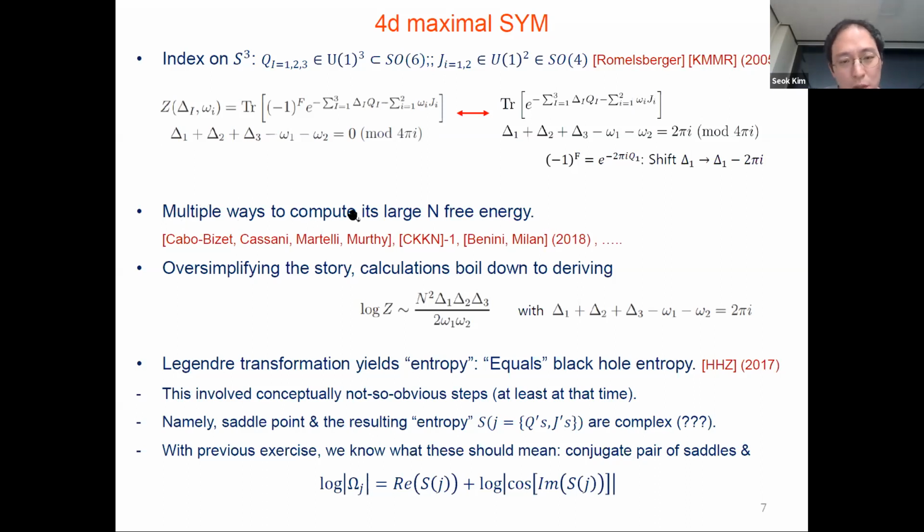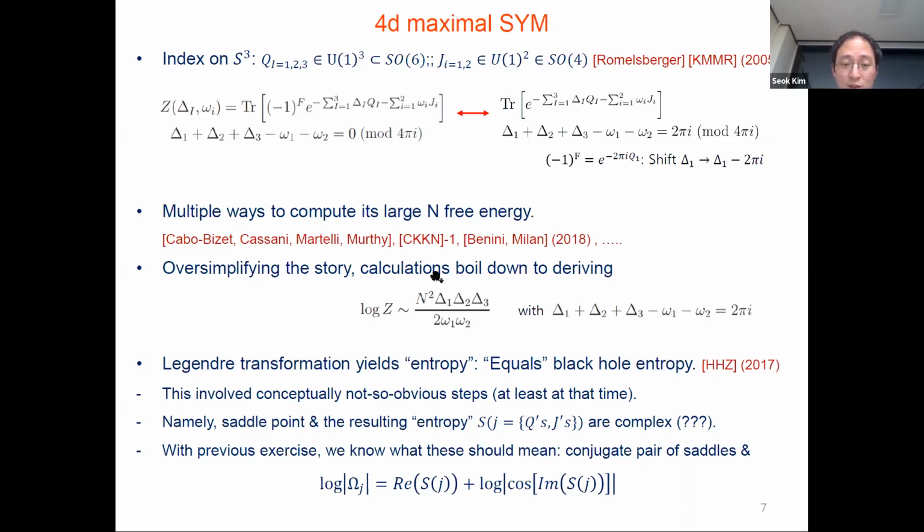But somehow people managed to compute it quite interestingly by various methods and approaches 2 years ago. There's a long story in each group, but oversimplifying the story a lot, the calculation boils down to deriving the Lagrange free energy of this partition index given as follows. At order 1 chemical potentials is n squared, so it's really looking like the black hole free energy. And all the calculation boils down to deriving this in this convention, okay?